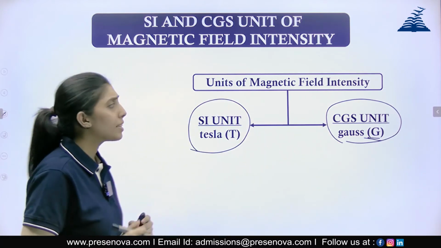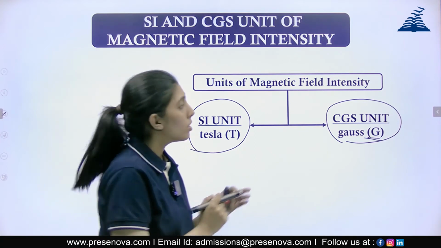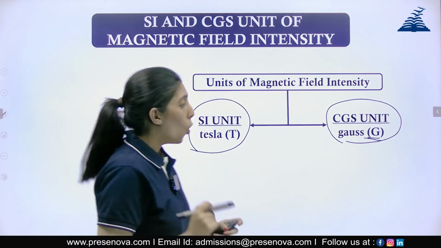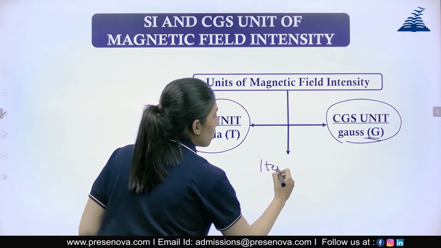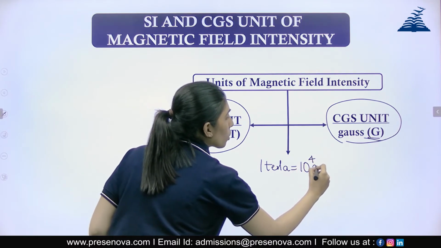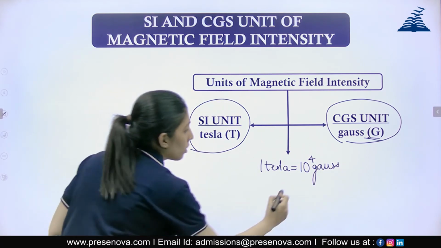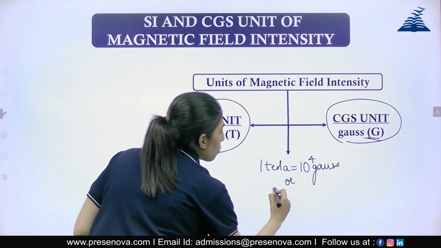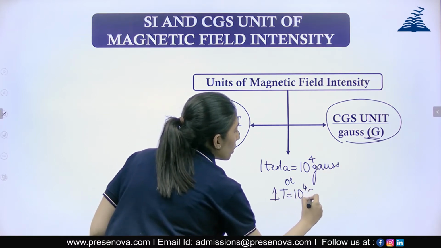Now let's establish a relationship between the SI unit, that is Tesla, and the CGS unit, that is Gauss, which is given by 1 Tesla is equal to 10 to the power 4 Gauss, or you can just write it as 1 T is equal to 10^4 G.